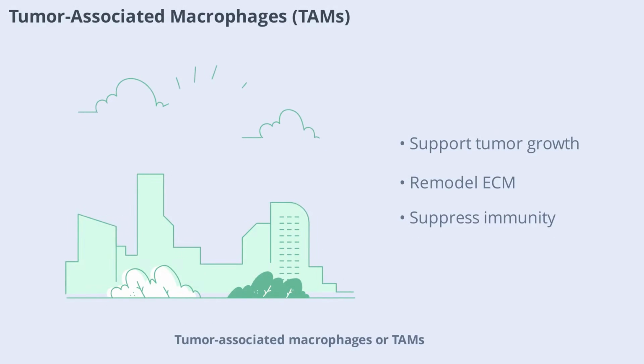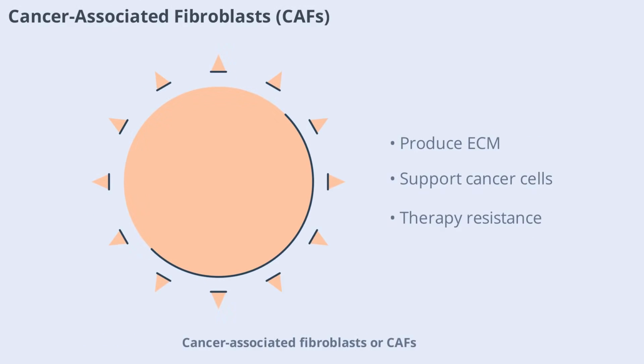Tumor-associated macrophages, or TAMs, are immune cells that often support tumor growth instead of fighting it. They can promote ECM remodeling, suppress other immune responses, and help cancer cells evade detection. TAMs are a major focus of research, as targeting their activity could shift the balance in the tumor microenvironment toward anti-tumor immunity.